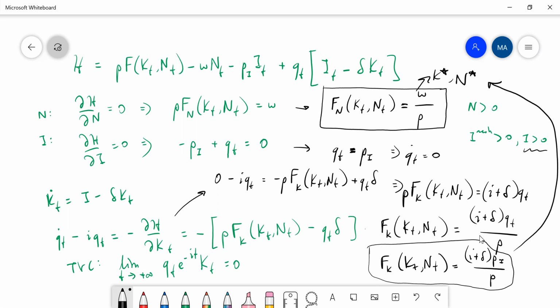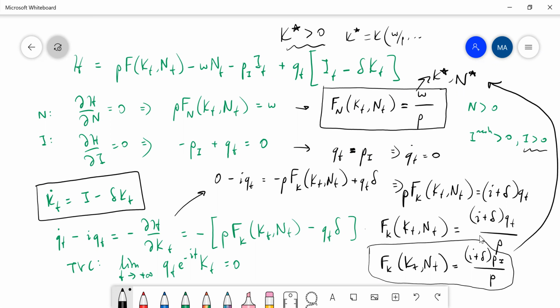Okay? Then, what do you have here? K star will be fixed as a function of this stuff, PI, etc. If K star is fixed, then K dot is equal to 0. Then this tells you your desired level of investment is equal to delta K star. Because if you want to sustain that capital stock, you still have to invest, but that investment will be exactly equal to the depreciation.